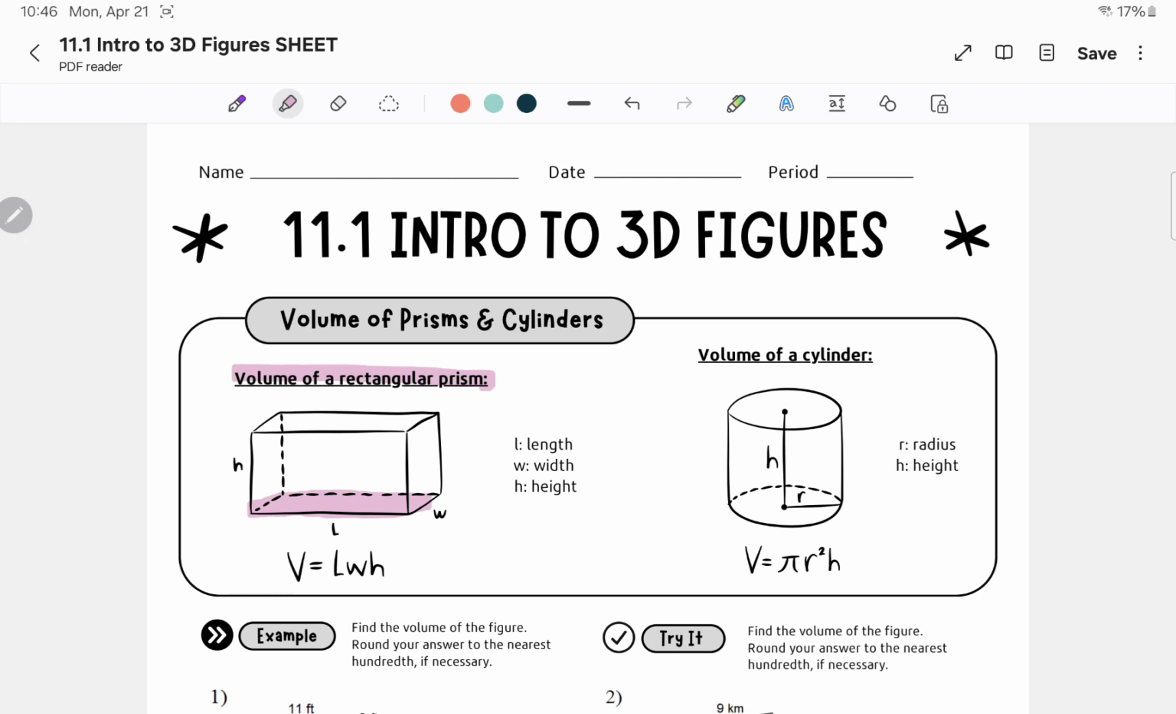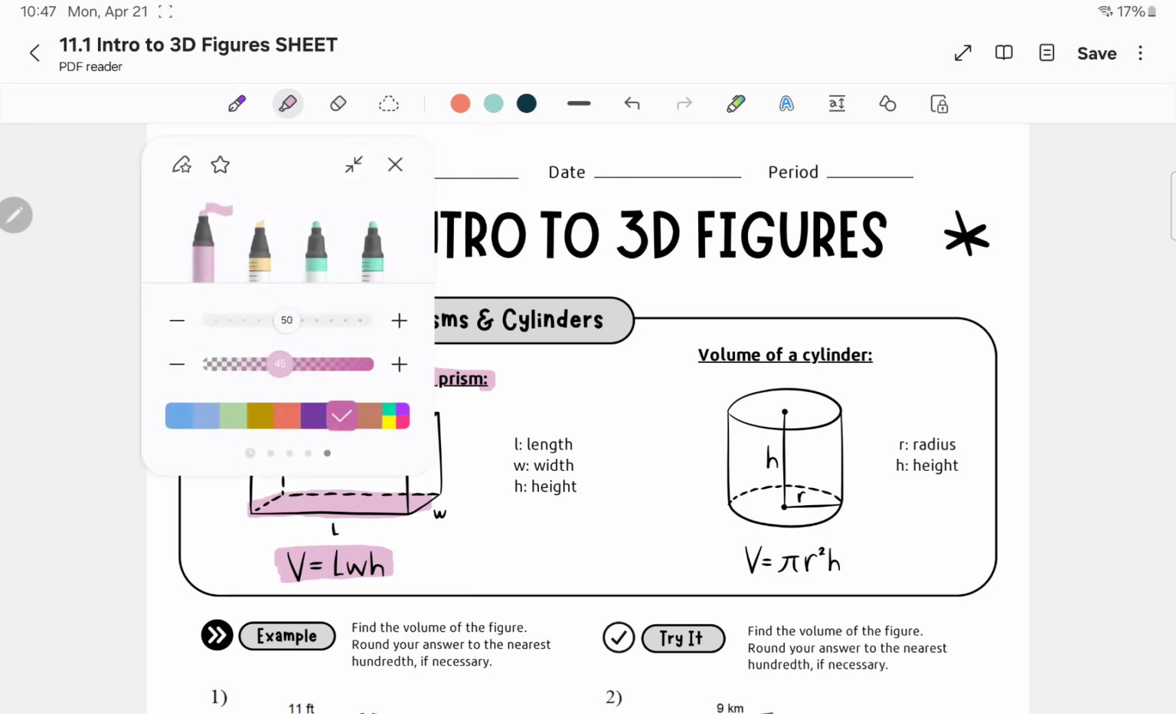And so to find what the volume of that would be, it's going to be the area of the base, which is length times width, and then we're going to multiply it by the height. That's all we're doing with volume. It's basically taking the area of this shape and taking it one step further by multiplying it by the height, by that third dimension.